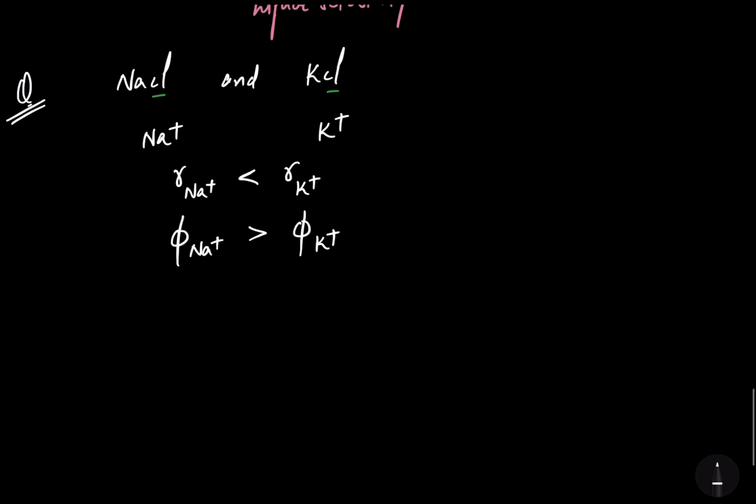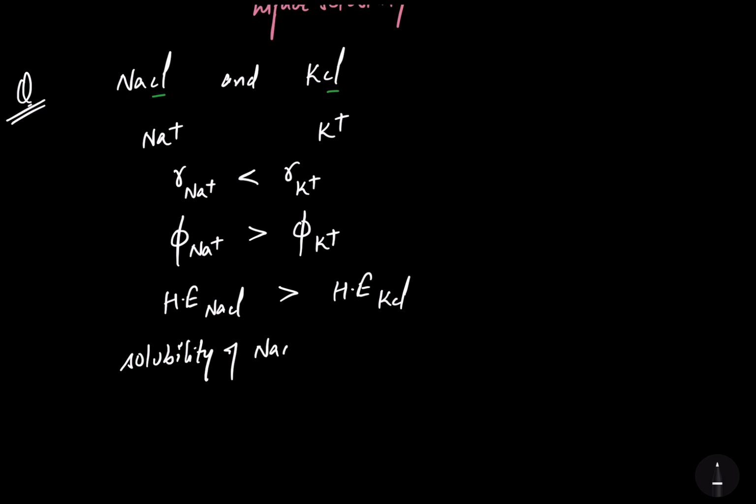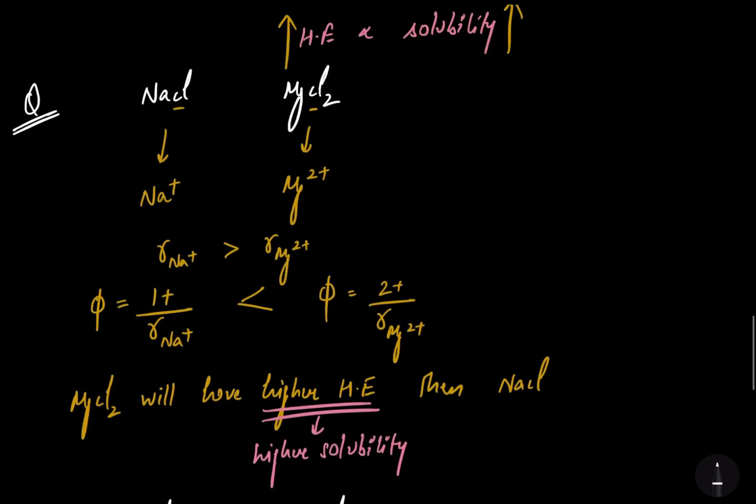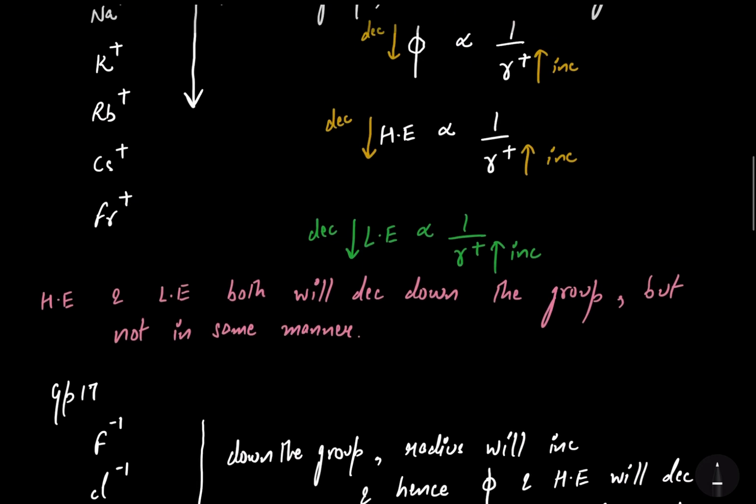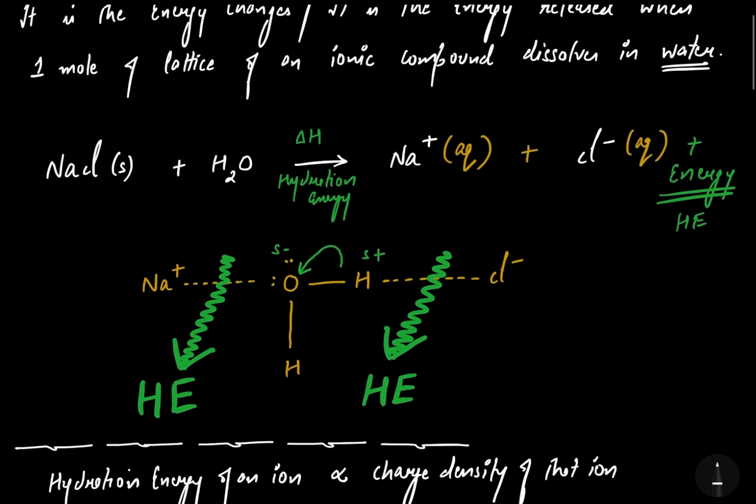which signifies that the hydration energy of NaCl will be greater than the hydration energy of KCl, which signifies that the solubility of NaCl in water will be greater than the solubility of KCl in water. So that's all about hydration energy and solubility. I hope you all understood today's lecture.